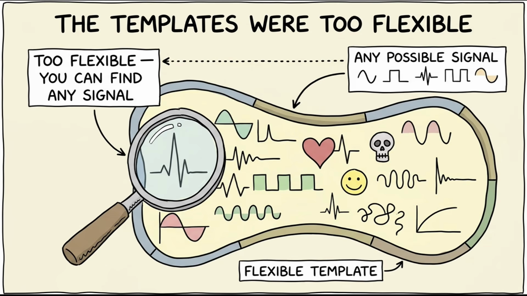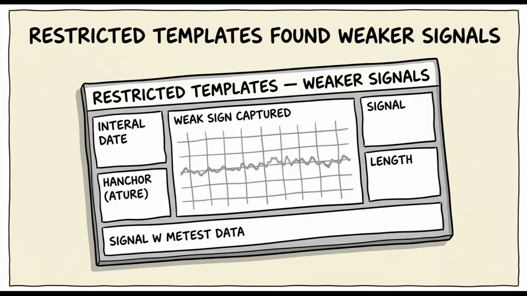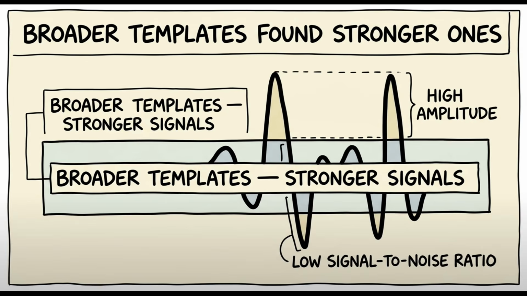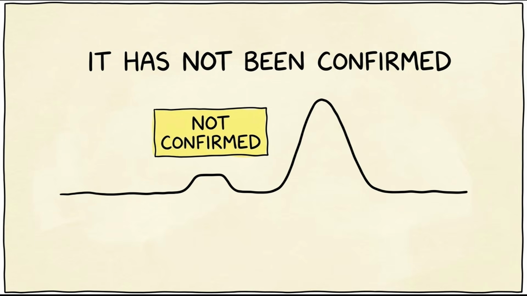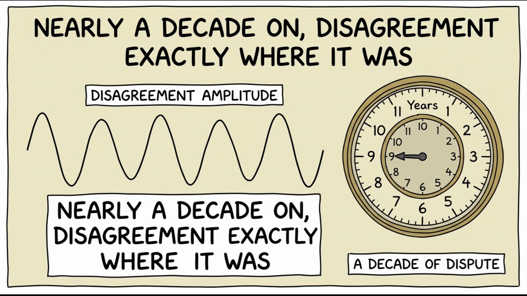Others argued the templates used to search were too flexible. You can find any signal if your template allows it. Restricted templates found weaker signals. Broader templates found stronger ones. The signal has not been ruled out. It has not been confirmed. Nearly a decade on, the disagreement is exactly where it was.